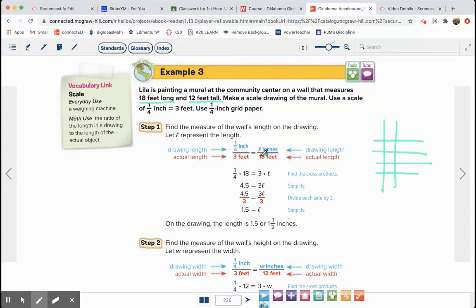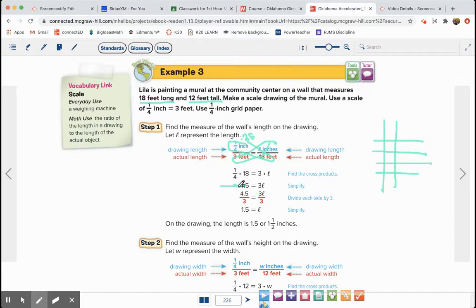So they said L for long. We could use X. It doesn't matter. But you're cross multiplying. You're setting up a proportion. If you need to change 1/4 to a decimal, you can. It just means 1 divided by 4, which is 0.25. So we have 0.25 times 18, which is 4.5, and 3 times L.